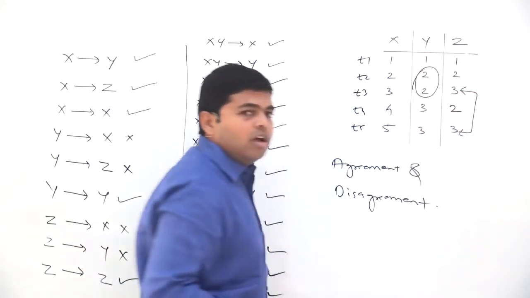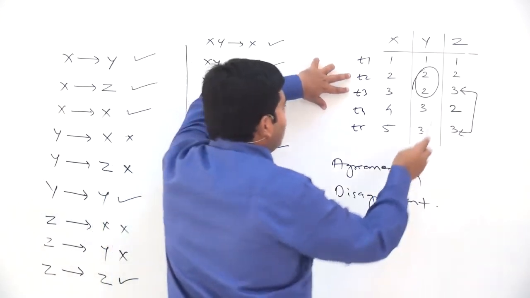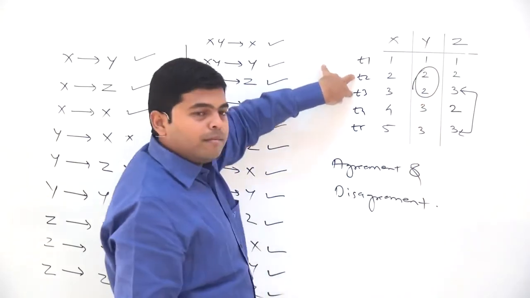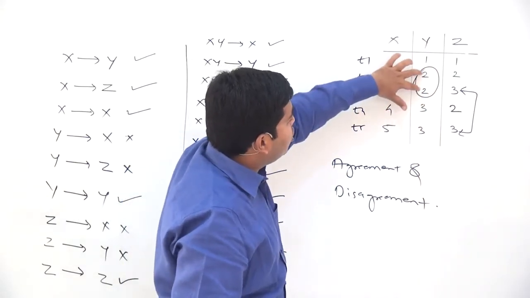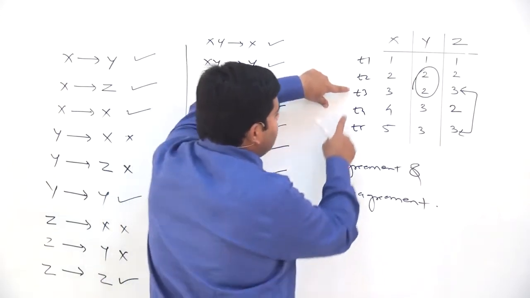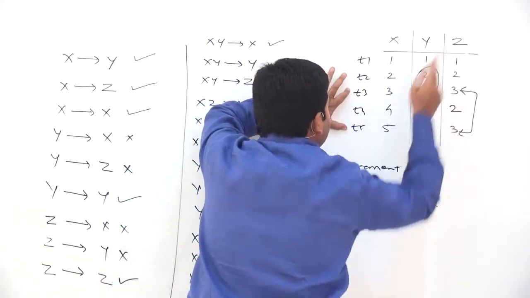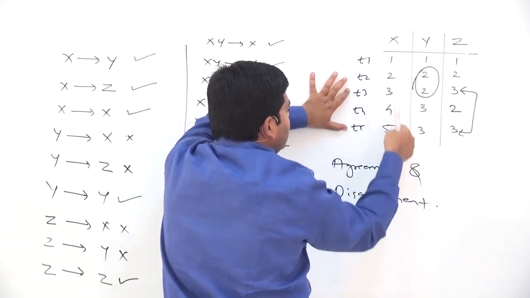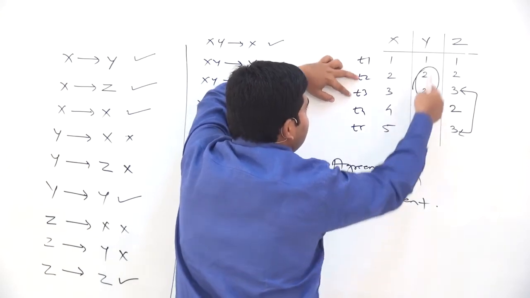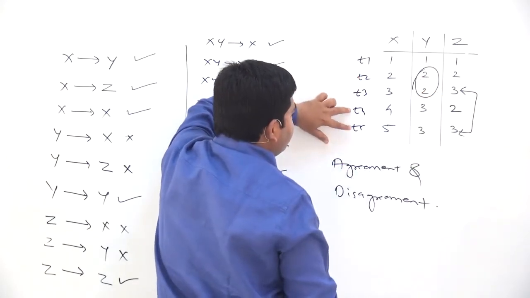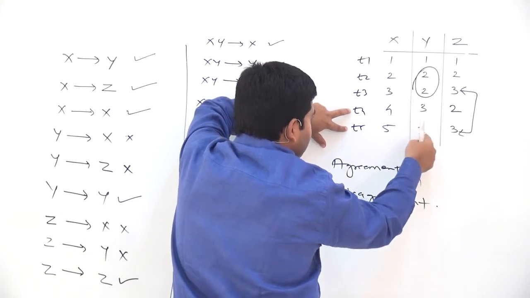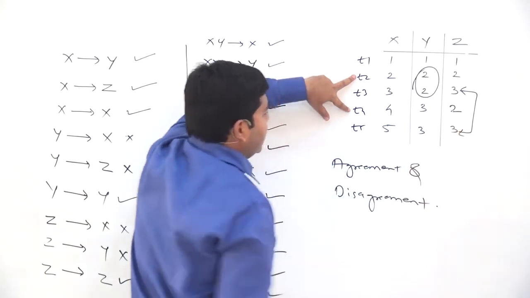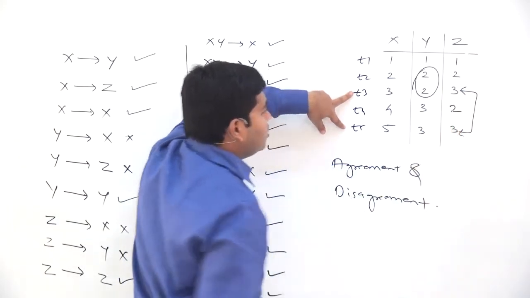The agreement will be on a particular attribute. So there is a repetition of value, so we can say that T2 and T3 agree upon Y, because T2 and T3 have the same value for the attribute Y. Similarly, we can say that T3 and T5 agree upon Z. T3 and T5 don't agree upon Y, T3 and T5 don't agree upon X. Similarly, T2, T3 agree upon Y, T4, T5 agree upon Y, then T2 and T4 agree upon Z, and T3 and T5 agree upon Z.